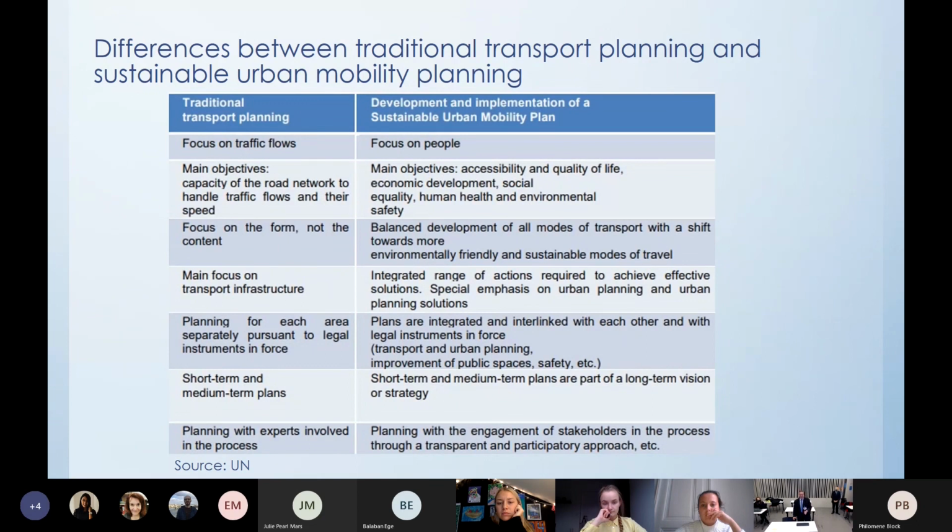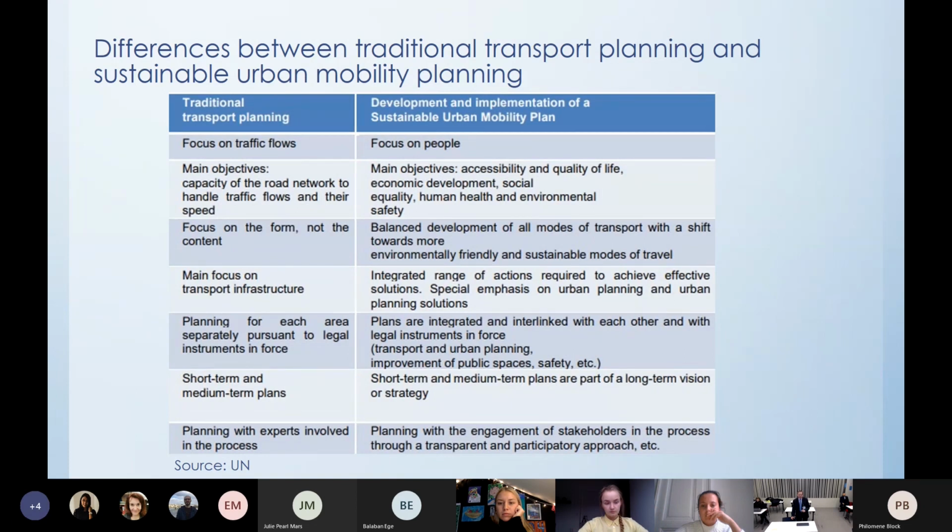The new way: accessibility and quality of life, economic development, human health and environmental safety, social equality. In the traditional way the focus is on the form, not on the content. The new way is balanced development of all modes, what I was mentioning previously. The main focus in traditional transport planning is on transport infrastructure, but the new way is an integrated range of actions required to achieve an effective solution, with spatial emphasis on urban planning solutions. So spatial development, regional development, but also in this new way of development and planning, of course, we keep in mind what happened already before we started with the development and implementation of sustainable urban mobility plans.